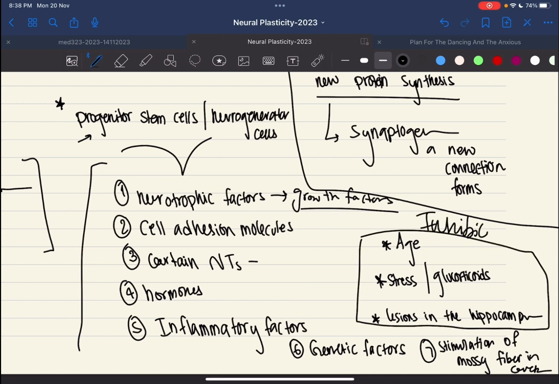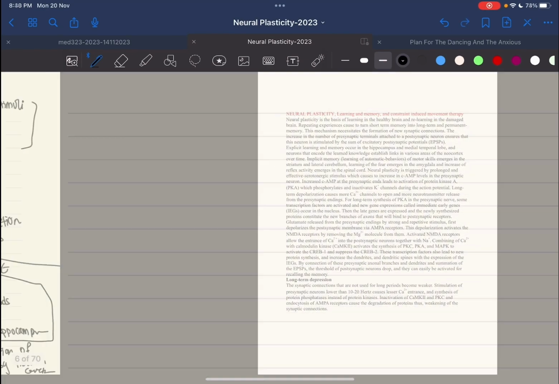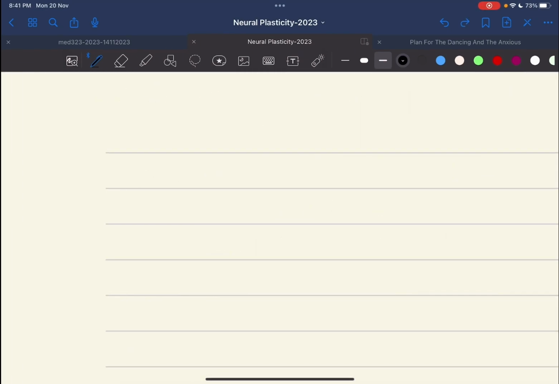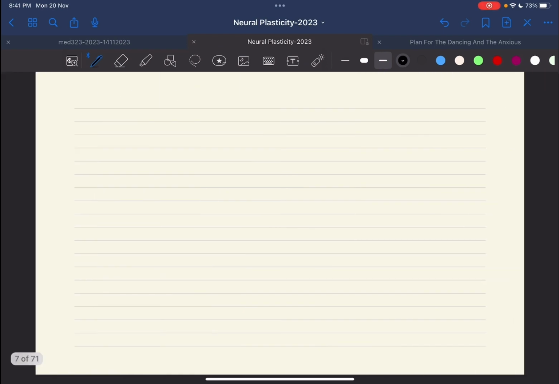Also, don't worry about my kind of messy notes. I, again, have much more organized notes that I'm basing all of this explanation on that are going to be linked down below. So, we talked about neurogenesis. We talked about what it is, where it starts, and how it happens, and what inhibits it.